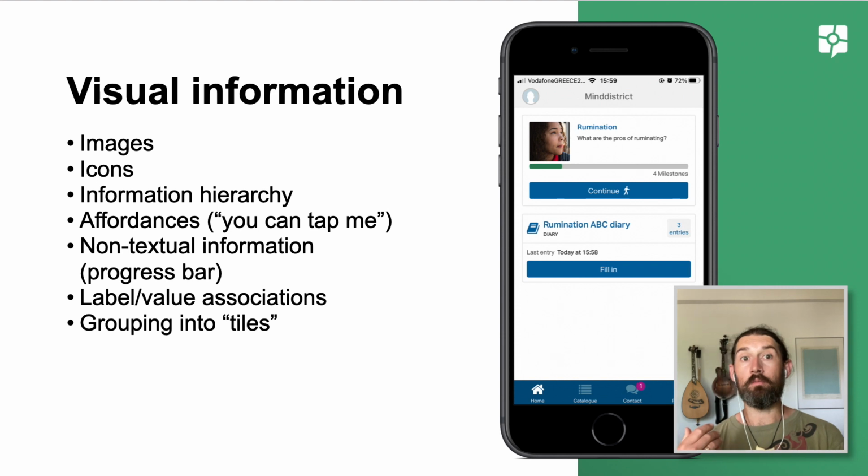More subtly, there is an information hierarchy available in the choices of font styling. If I asked you which was the title and which is the subtitle of Rumination and what are the pros of ruminating, you'd be able to tell me. The styling makes clear that one of these is a broad notion and one is a narrow notion. Rumination in this case is a chapter heading, and what are the pros of ruminating is a page heading.